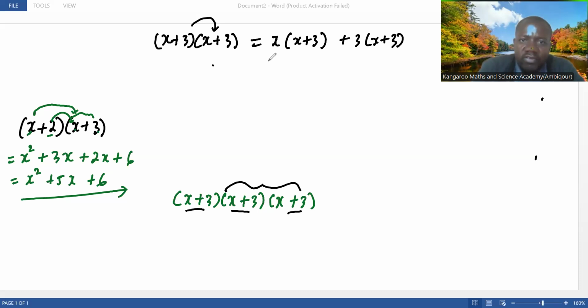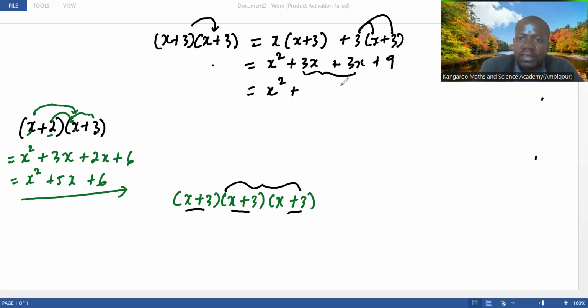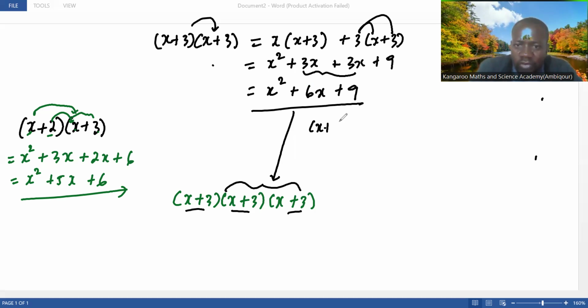This will give us x squared, 3x, 9, 3 by 3, 3x. So we group like terms. These are like terms. We're going to have x squared plus 6x plus 9. We're no longer multiplying, we're just grouping. So you see, we're just multiplying these two only. So you're going to remain with this x plus 3, the first one. And these two are now x squared plus 6x plus 9.